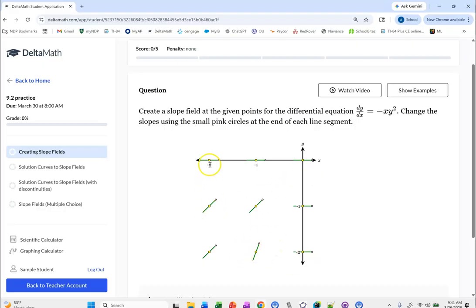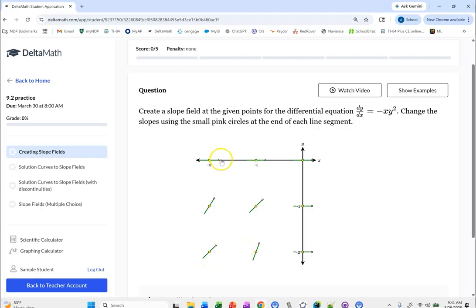If I look at -2, -1, the slope there should be +2, right? Negative of -2 is +2, and then -1 squared is 1. So I need to make that steeper than this one, but not as steep as this one. So maybe like there. Does that look okay?